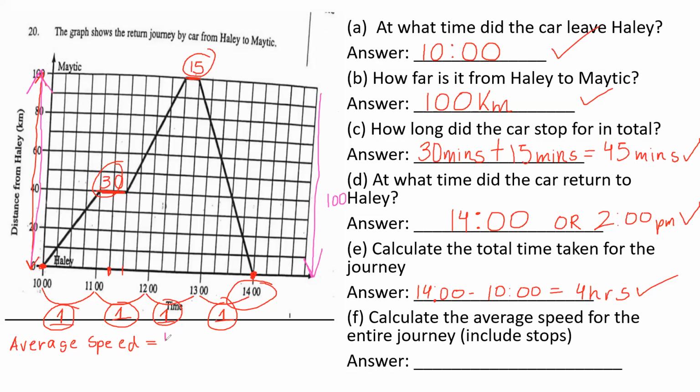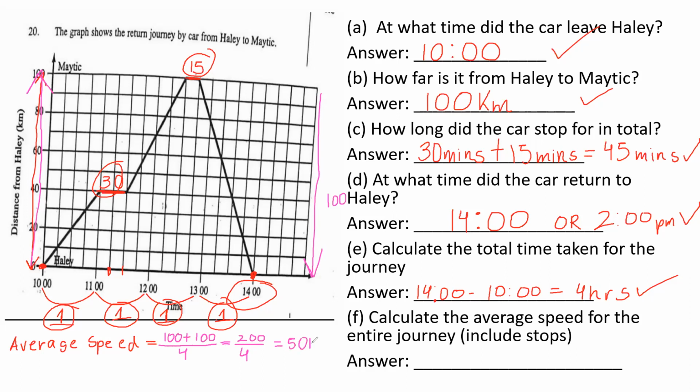So the average speed is going to be 100 plus 100, which is going to be equal to 200. And what's the total time? 4 hours. So it's going to be equal to 200 divided by 4. What is 200 divided by 4? 50 kilometers per hour.